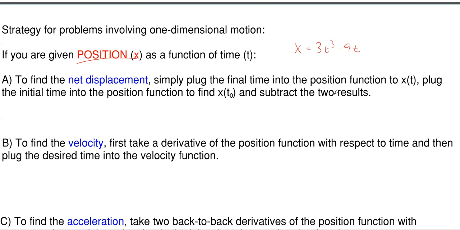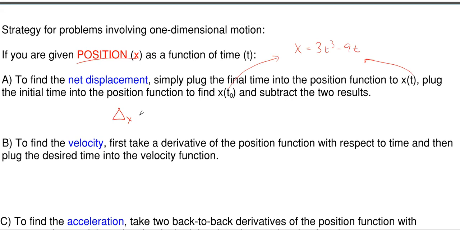To find your net displacement, simply plug the final time into the position function x of t, and then plug the initial time into the position function to find x of t sub 0, and subtract the two results. Keep in mind that this is not saying x times t, this is saying x of t, and this is saying x of t sub o. So you would plug in whatever time you're specified into this equation, and then plug your initial time into that equation.